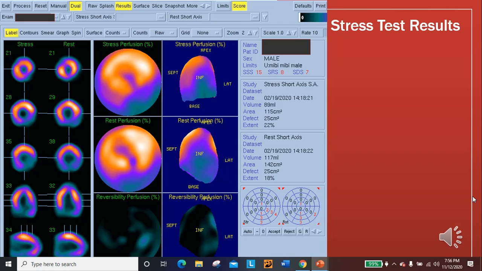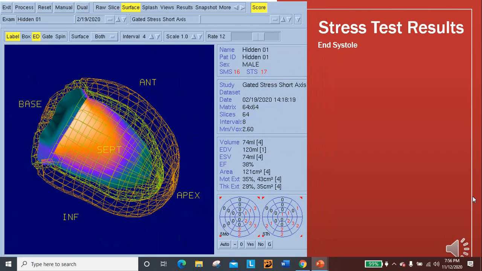And on this picture, it shows the volume of the heart when it's in end systole. So when it's completely contracted and the blood is pushed out into the atrium. The green outline around the heart is going to be the end diastole.